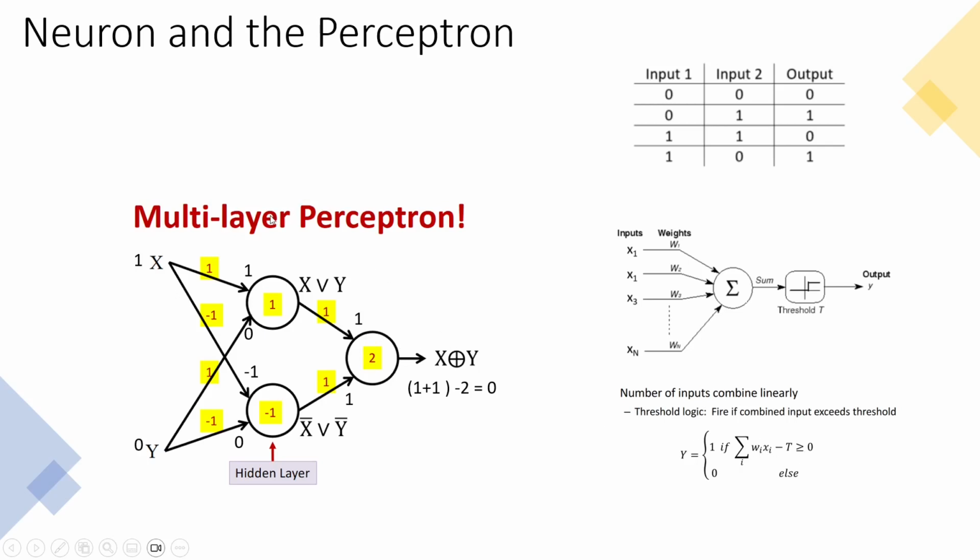Okay, so we were able to solve the XOR problem with this multi-layer perceptron. We basically used this gate, which is an OR gate, and this gate, which is a NAND gate. And then this is an AND gate as well. By combining these three gates, we were able to solve the XOR problem.